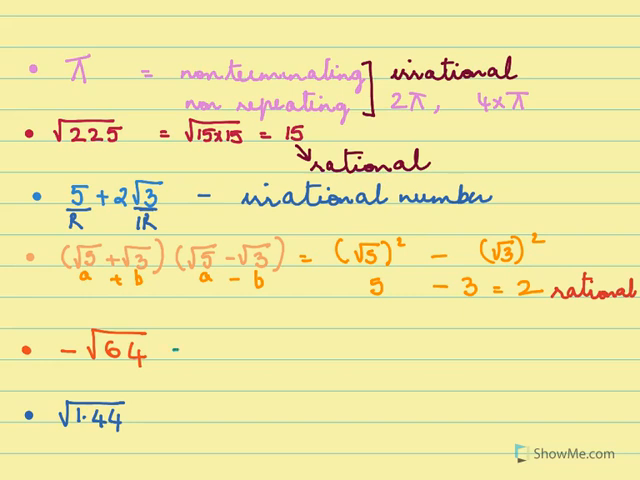Now for under root 64. Under root 64 will be minus under root 8 into 8, that is minus 8, and this is rational.